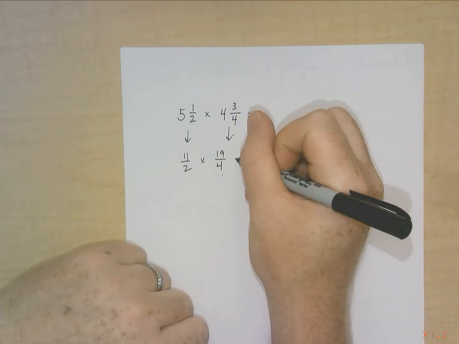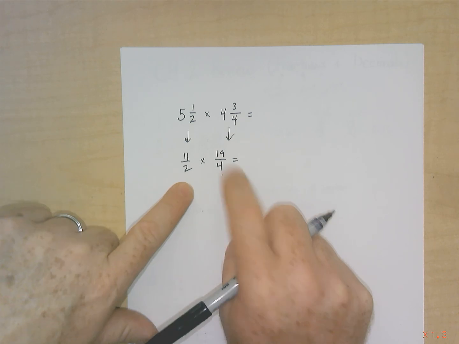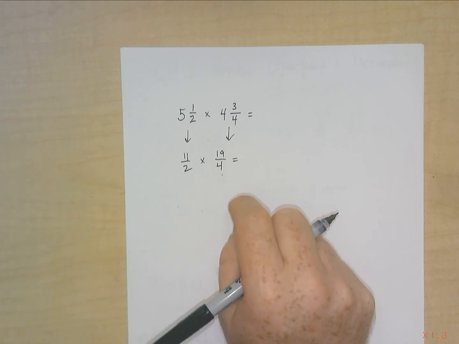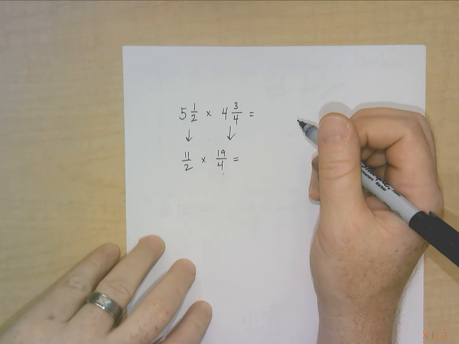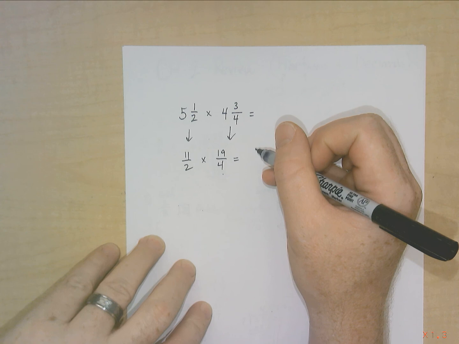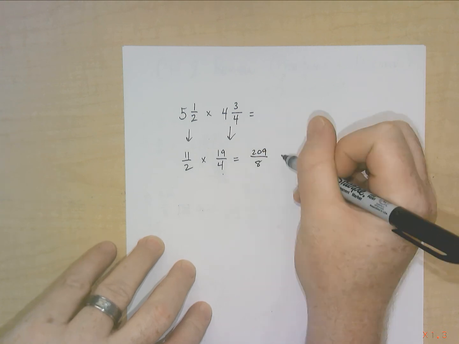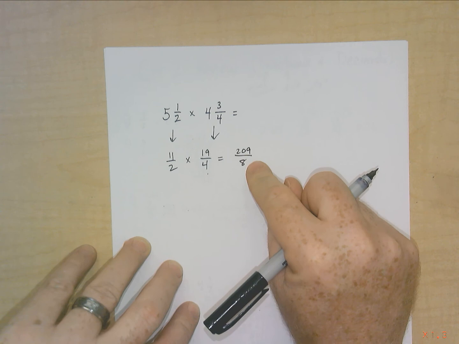Okay, and then what you do is just multiply straight across. You can't simplify 11 over 4 and 19, unfortunately. So you just multiply straight across. So this is going to end up being, let's see, 209. This is going to end in 8. So your answer is 209 over 8.